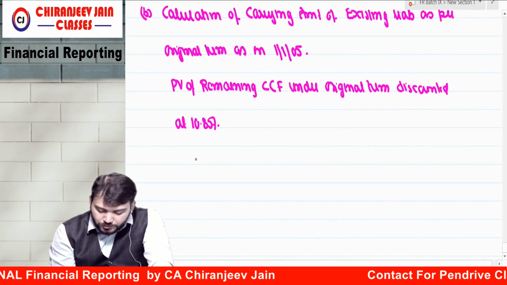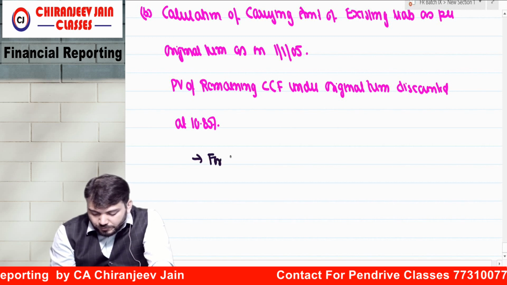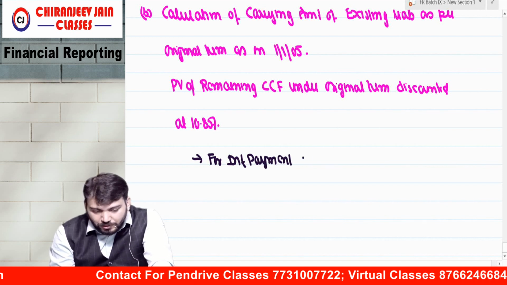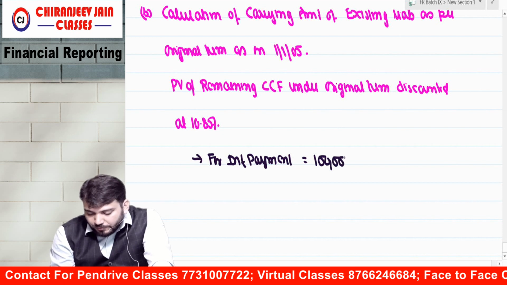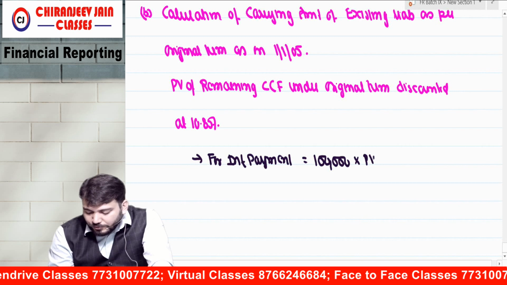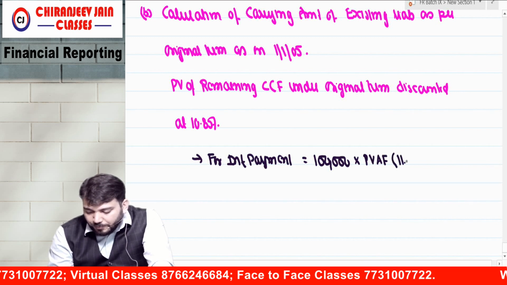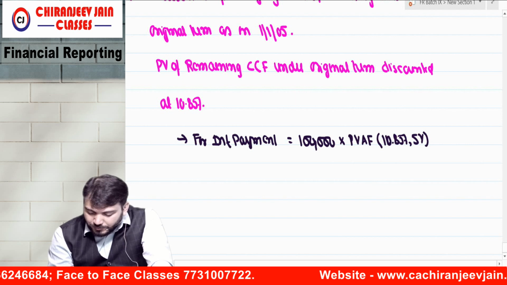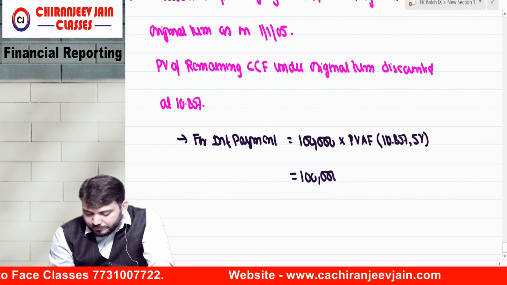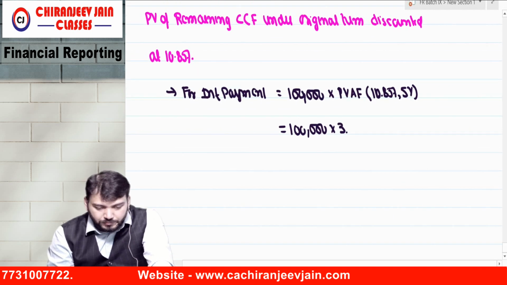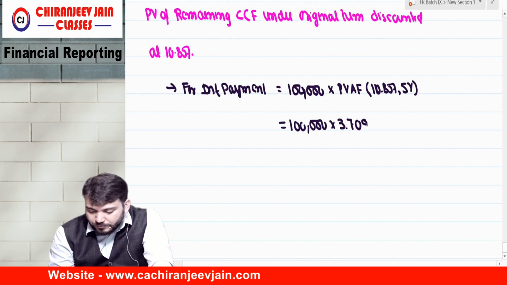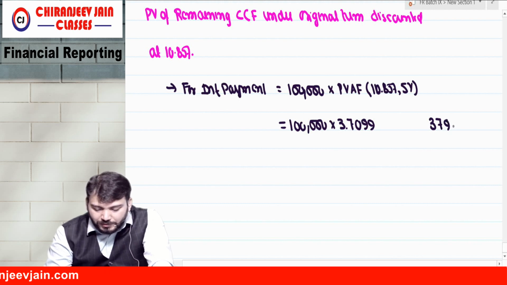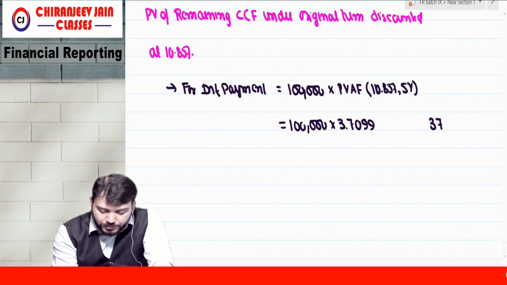The first, for interest payment. For interest payment, interest payment is 1 lakh multiplied by present value annuity factor for 10.85% for how many years? 5 years. So can you give me 1 lakh multiplied by 3.7099? How much? 3,70,990.